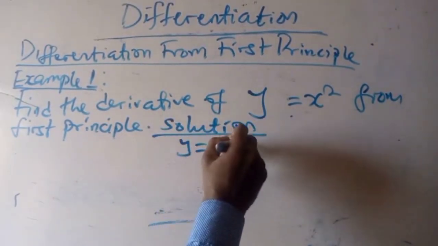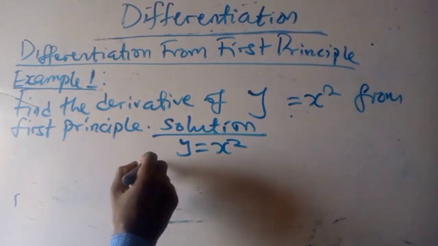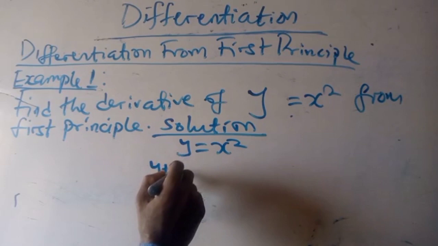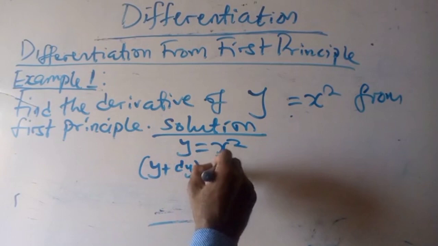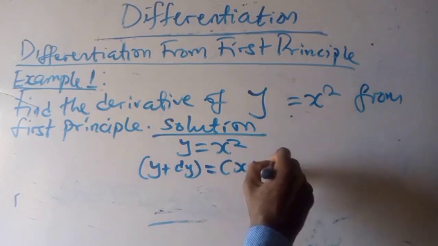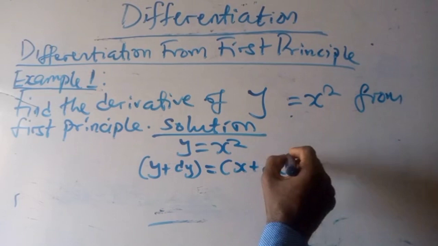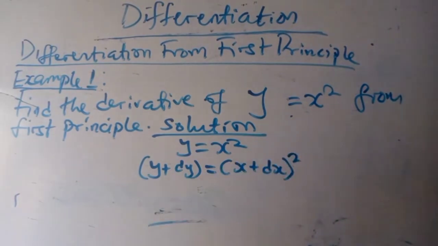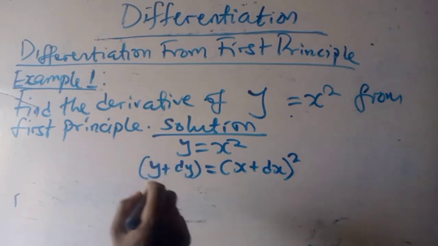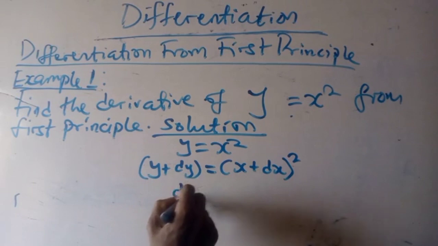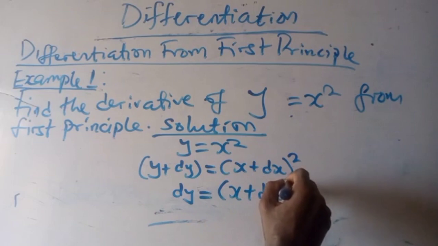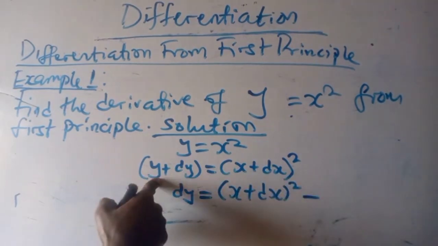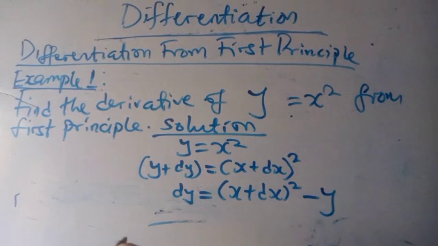If y equals x squared, okay, y plus change in y, that is δy, is equal to x plus δx, change in x, raised to power 2. Okay, so we are interested in change in y. Therefore, we have δy equals x plus δx raised to power 2 minus y itself.